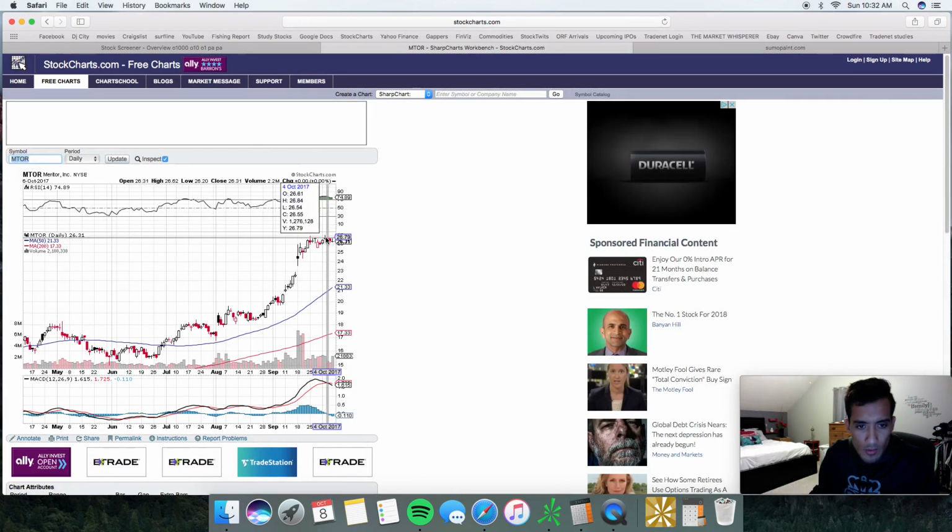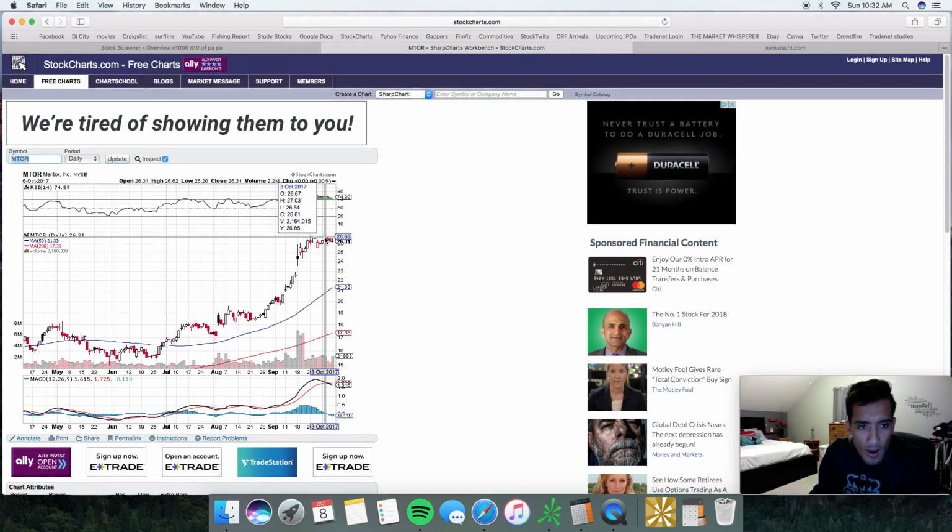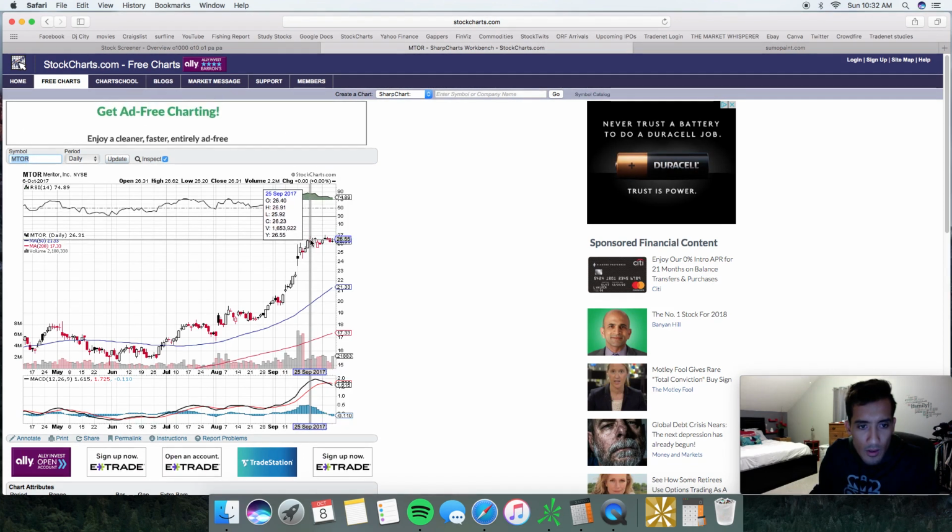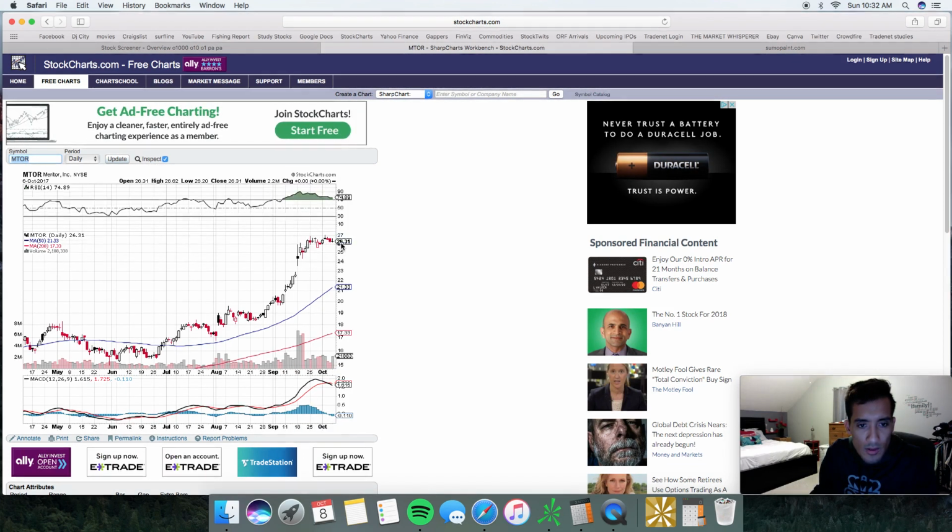Up, sideways consolidation. High of 27. Let's see here. High of 26.91. I would keep an eye on this over 27.03 right here. It's up movement, sideways consolidation. If it breaks that, it should break out. The only thing that worries me is that it's so far above the 50.